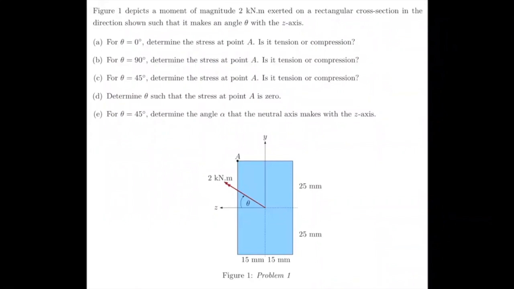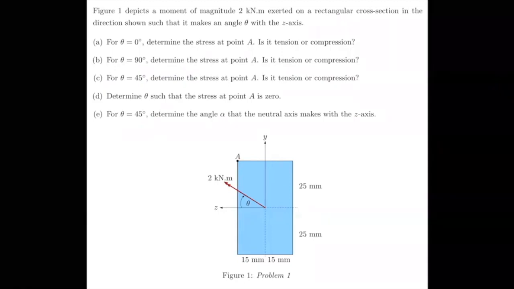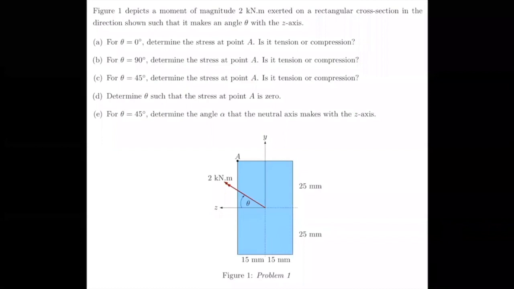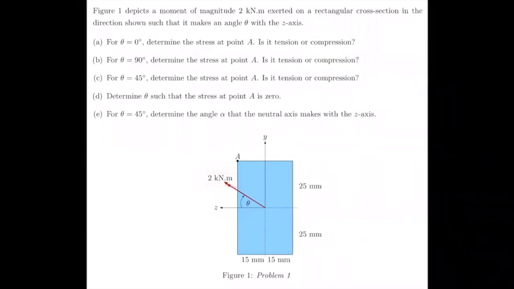So this is the first example. Figure 1 depicts a moment of magnitude 2 kilonewton meters exerted on a rectangular cross-section in the direction that is shown in the figure. So you can see the direction with the angle theta.